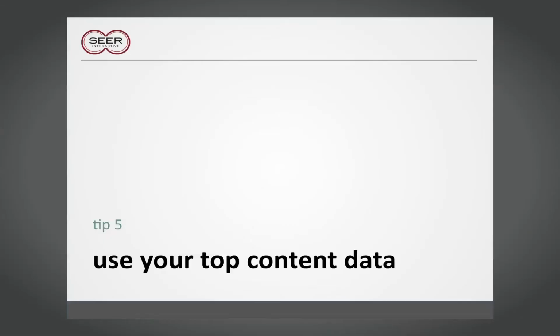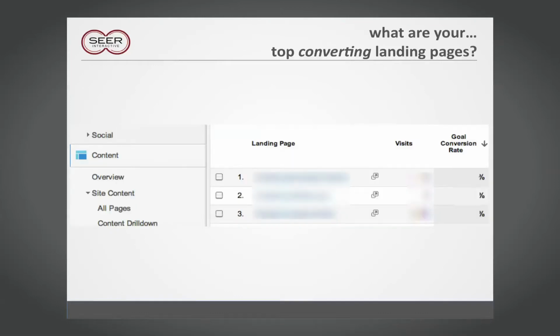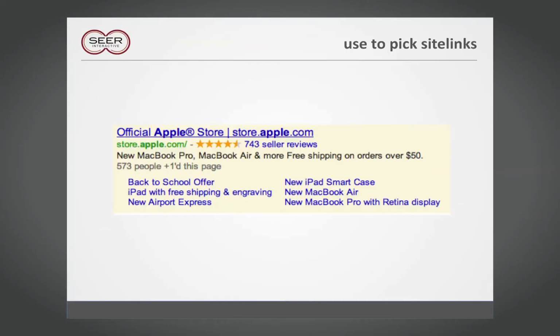Tip 5, we want to dig in and look at our top content data. So look at our top converting landing pages. I'll blur them out here, but these are our top ones. Use these to pick our site links. These are pages that are good. If people get there, they tend to convert. Send people there from our paid search ads.